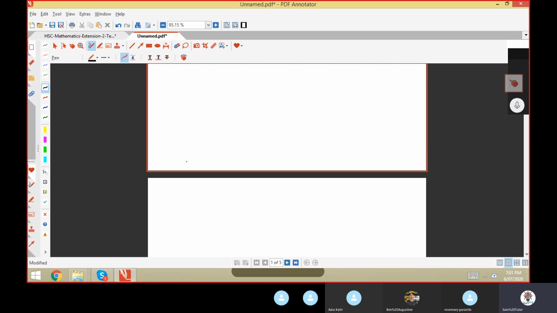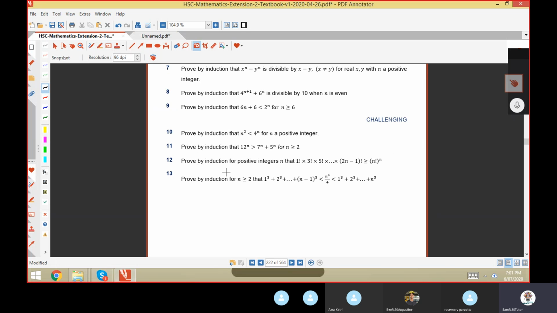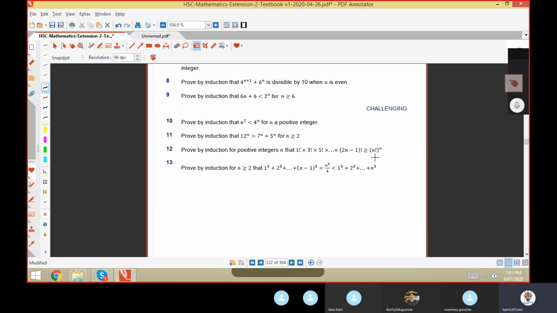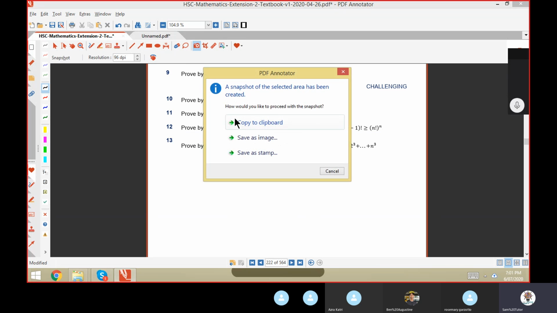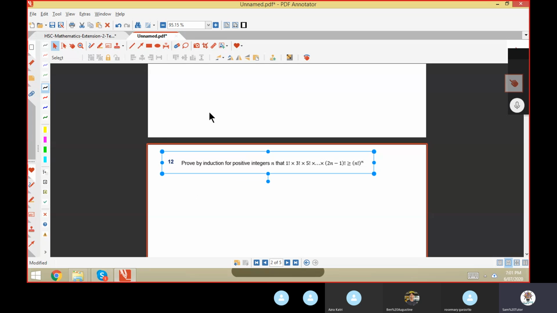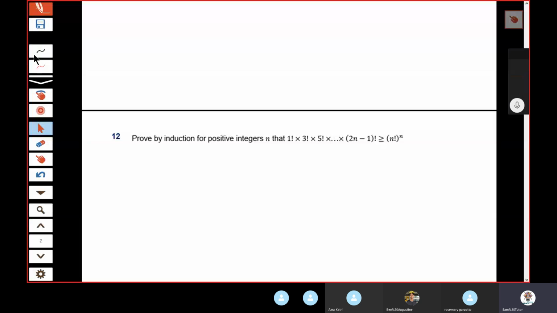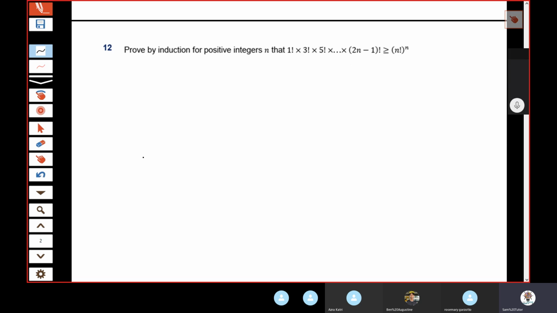All right, let's try another one. And then step 4, hence true by mathematical induction, whatever. Step prove by induction. Let's do a factorial one. I think that'll be fun. All right, let's try this. All right, here we go.